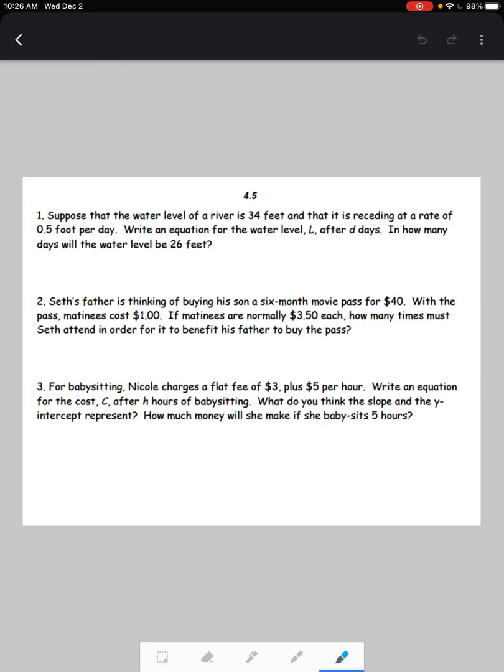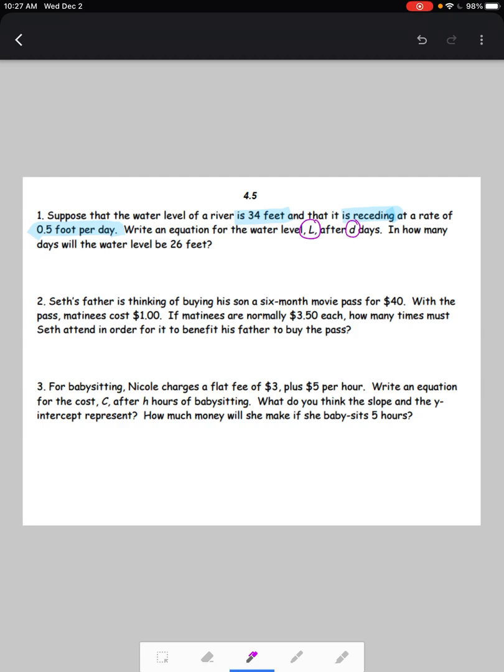So the water level is at 34 feet to start, and it's receding, important word. So receding, if you need to look that up, that's totally fine. It just means that it's going down at a rate of ½ foot per day. So they want us to write an equation for this, and basically in y equals mx plus b form. And we're going to change these variables around.